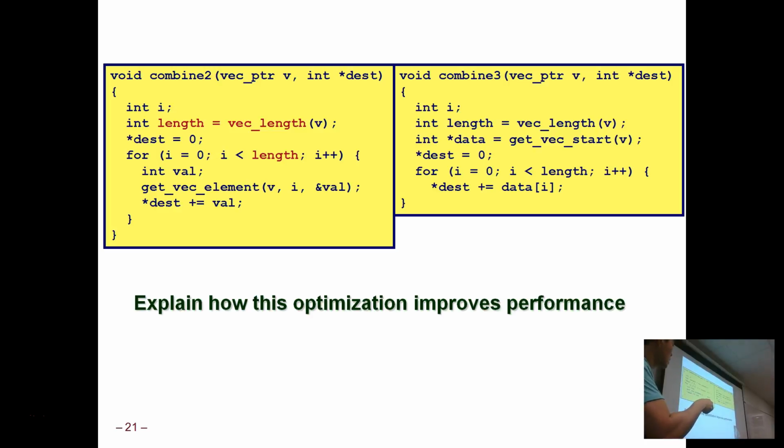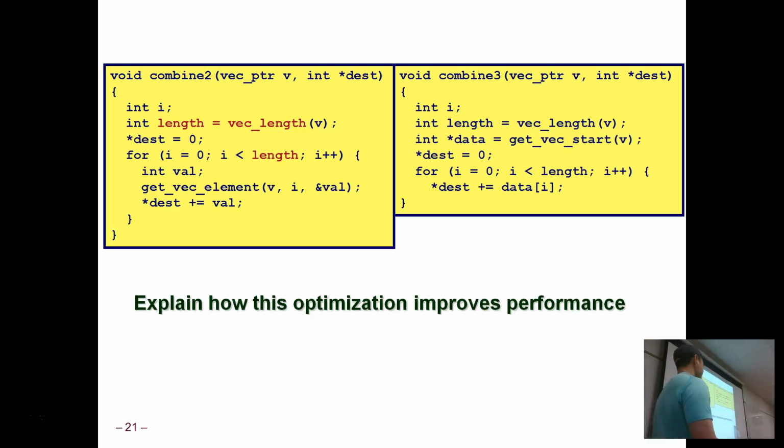Yes, this gets you the base, the beginning start of the data array. Right. Yep. That's what getVecStart does. No, this is the destination that gets zeroed out. This is a data pointer. So this is the optimization. Rather than calling this getVec element, what it does is it says, give me, inside the data structure, just give me that array, the pointer to the array. That's what this line does. And then what I'm going to do is, rather than call getVec element, I'm just going to directly access this data using array notation.